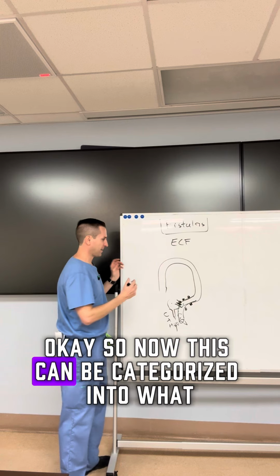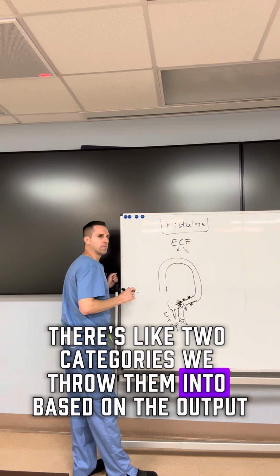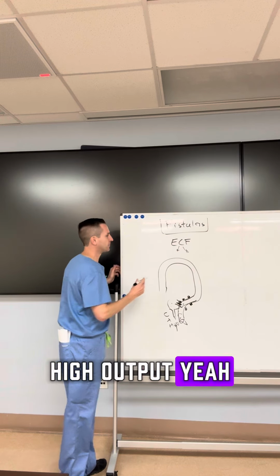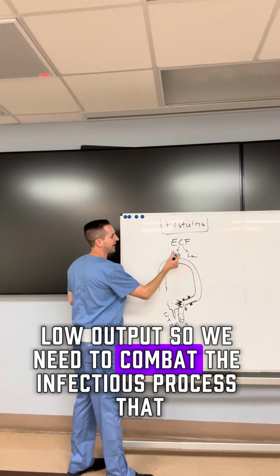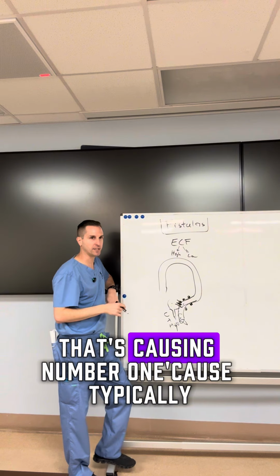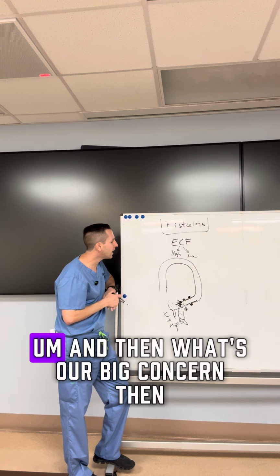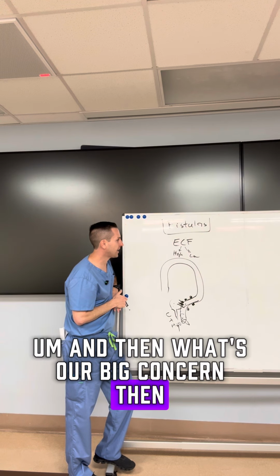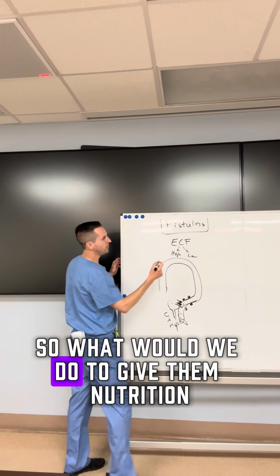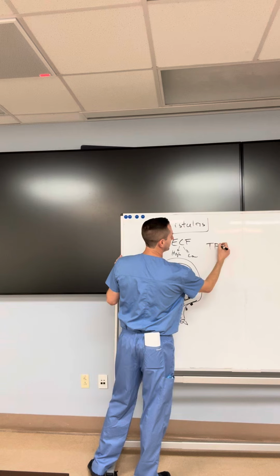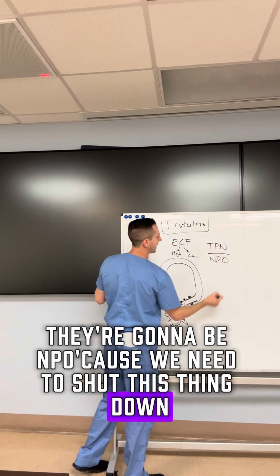Now this can be categorized into two categories based on the output: high output, which is a bigger problem, and low output. We need to combat the infectious process causing it, because typically there's an intra-abdominal abscess. Then our bigger long-term concern is nutrition. So we can give them TPN. They're going to be NPO because we need to shut this thing down.